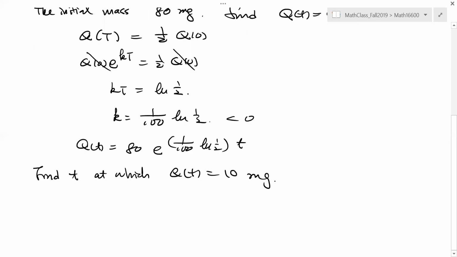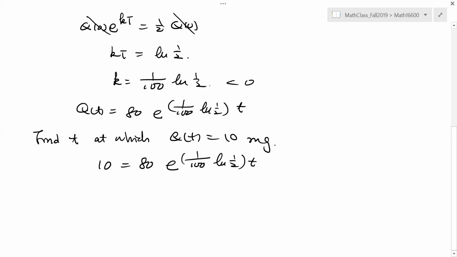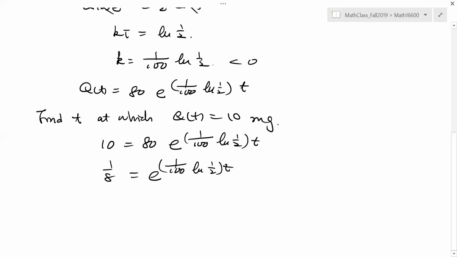So all I have to do is just solve the equation. Just set this to be 10, right? 10 mg is 10 equals 80 e to the kt. And then you simplify, and then you divide both sides by 80. So 1 over 8 is going to be this. And in order to get t, you put the natural log on both sides. So natural log 1 over 8, this side gets 100 and t. And then you solve for t.